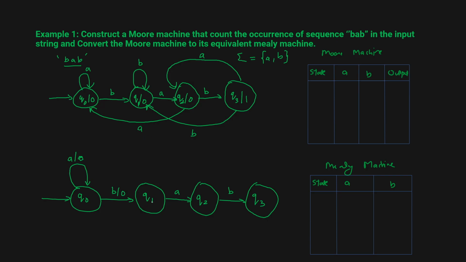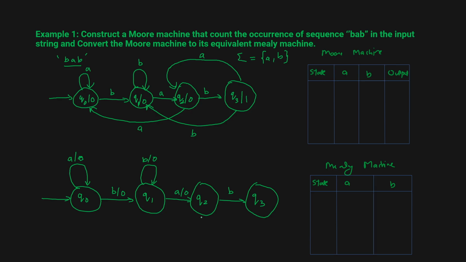Now let's look at Q1. In Q1, if you get input A, you're going to Q2 where the output is 0. So A/0. If you get input B, you're going to Q1 where the output is 0. So let's write that down, it is B/0. Now in Q2, what happens?